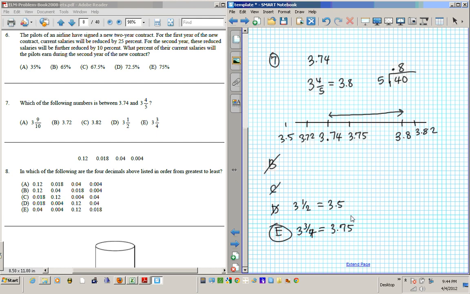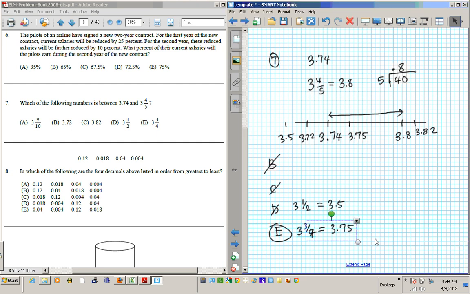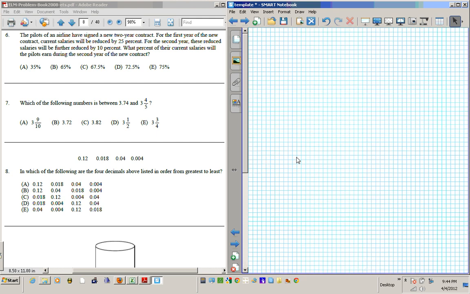All right? Okay, let's move on to question number 8. Similar to this. So it says, which of these numbers is listed from greatest to least? So remember, the more zeros after the decimal point, the smaller the number gets, okay? The smaller the number gets. Alright, we're looking at decimals here.